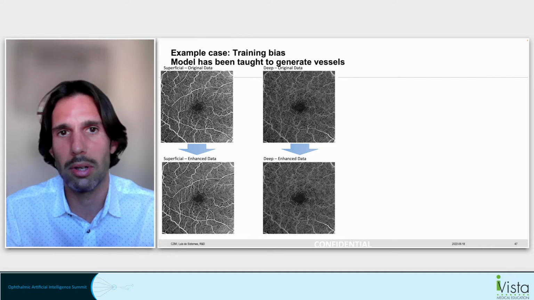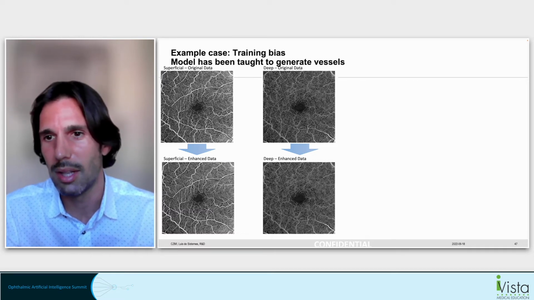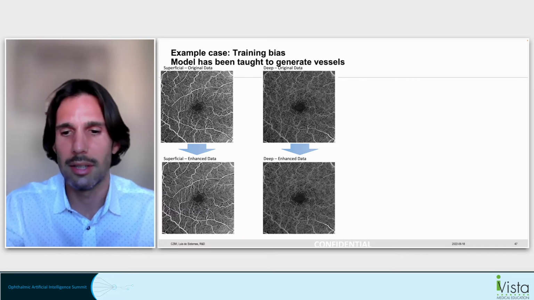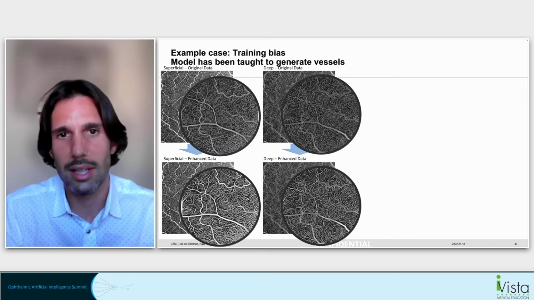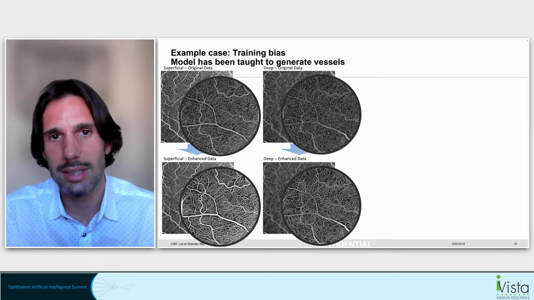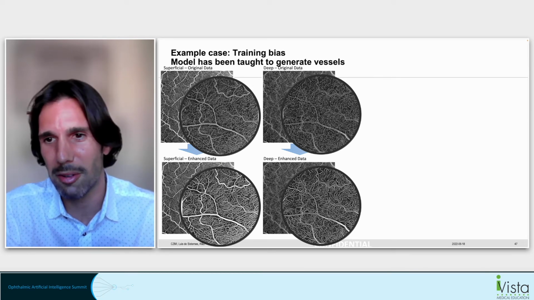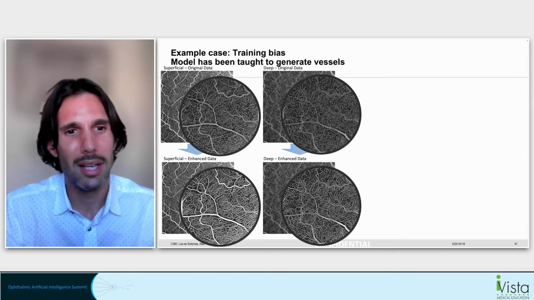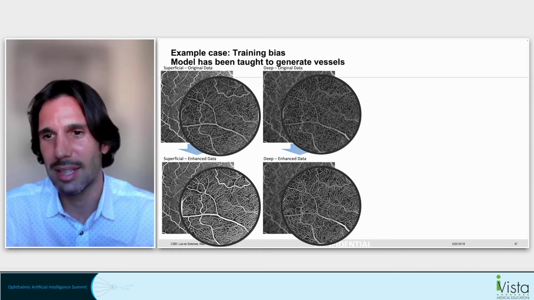I just wanted to give an example of this bias, something that we trained with OCT angiography. We trained one of those denoising algorithms that tries to make the vessels a little bit clearer, and we had the superficial and deep retinal slabs. On top here is before the algorithm is applied, on the bottom after the algorithm is applied. Incredible result. The noise was eliminated.